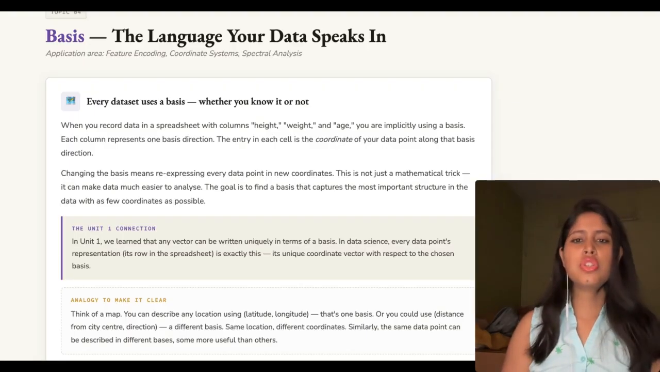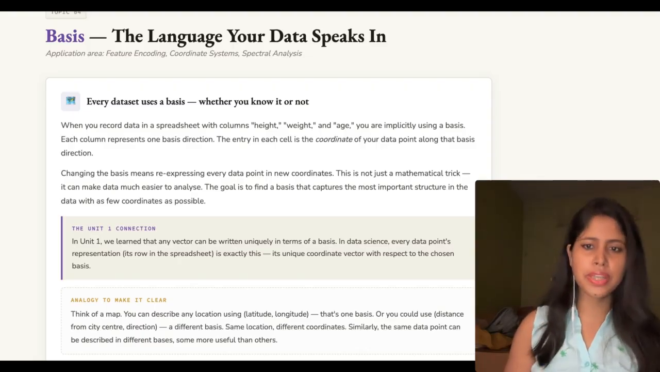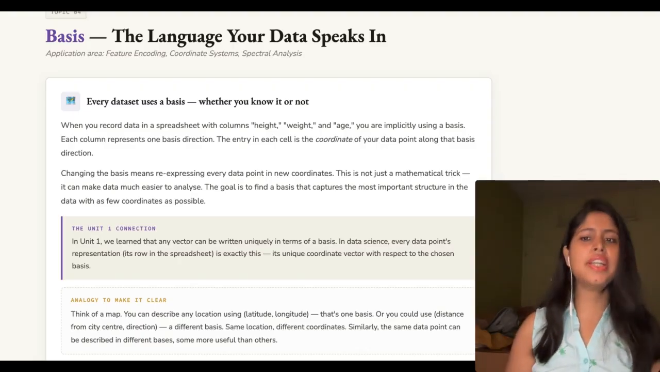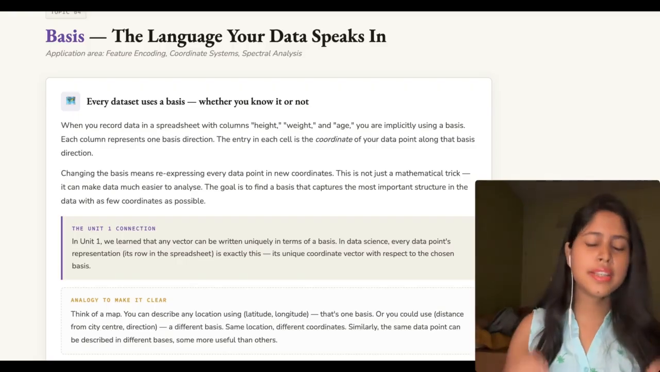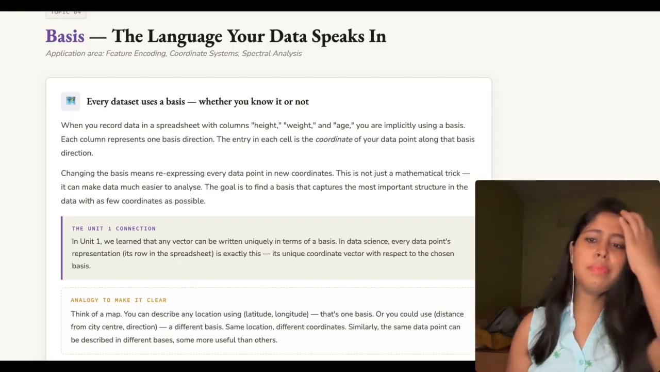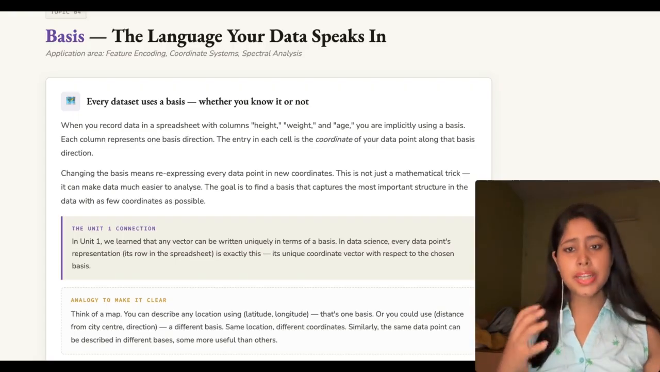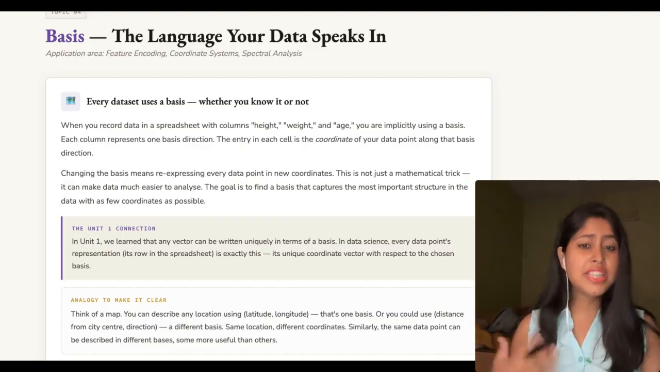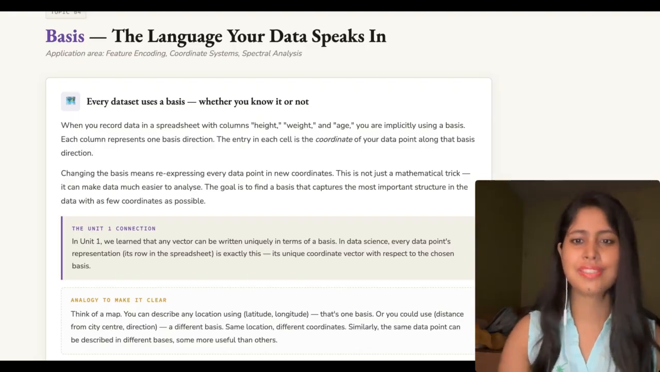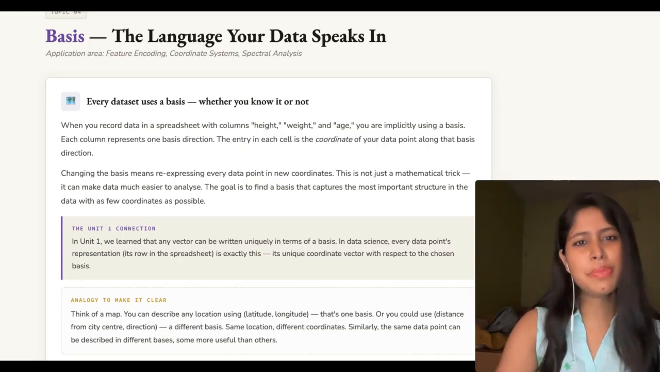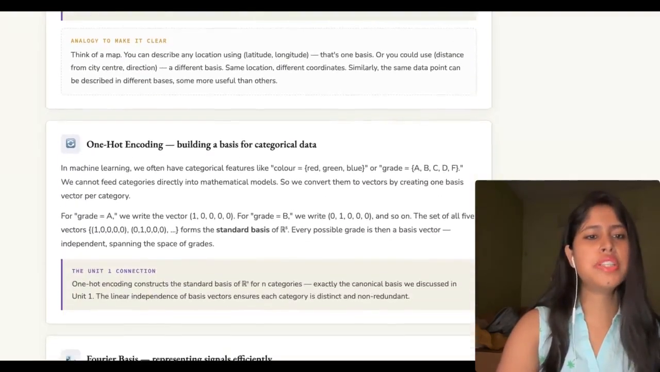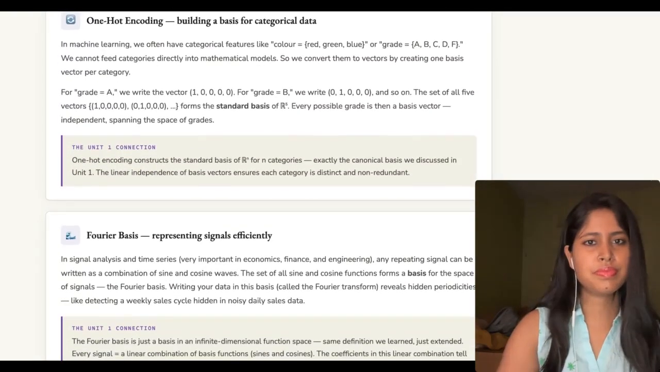Choosing a different basis means re-expressing your data in a new coordinate system, and this is incredibly powerful. The right basis can make a data set much easier to understand and analyze. Now let me give you a very concrete example.